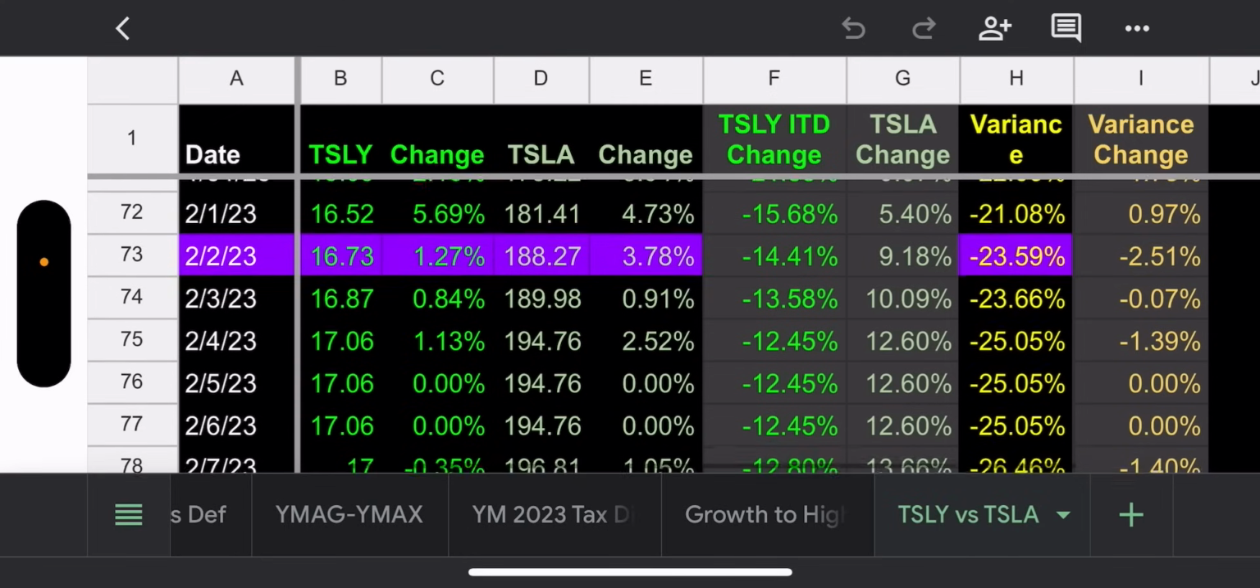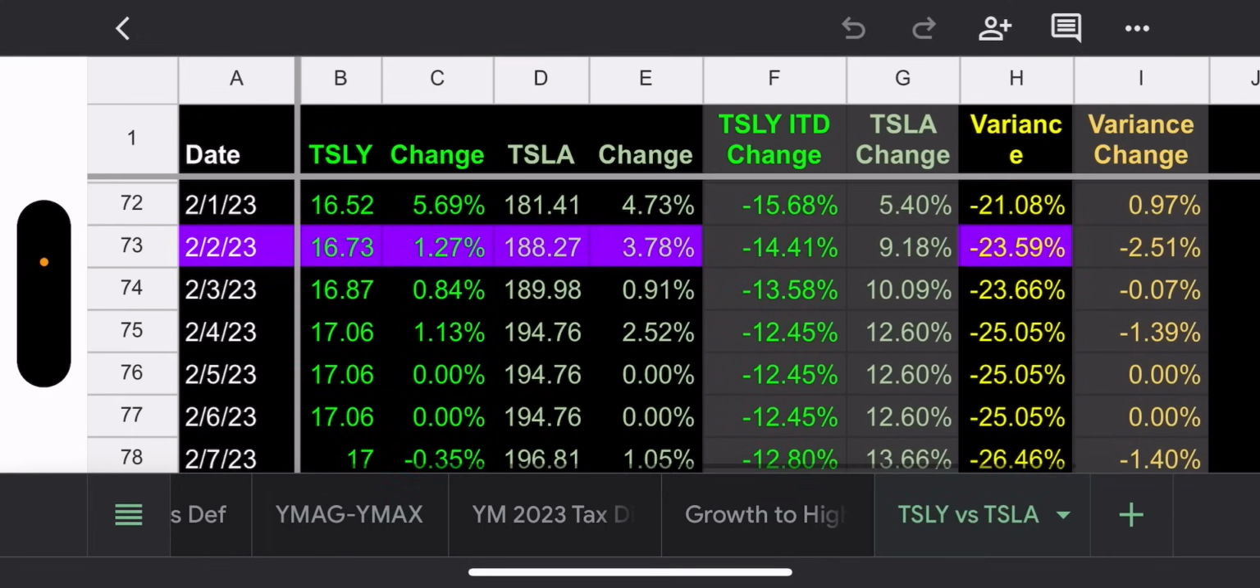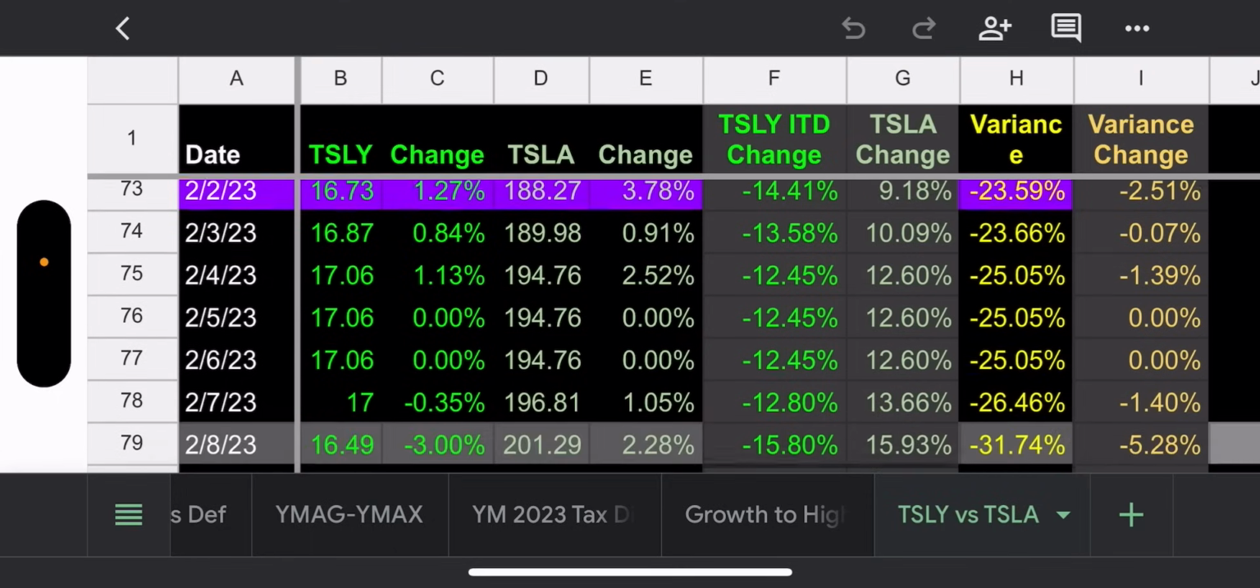Oh, and here we are, another purple day. Tesla only went up 3.78%, and we captured 1.27. Yes, the day before, Tesla went up 4.73. We captured 5%. We probably did some calls that day too, so we got some premium, which brought us in the lead. But the next day, we probably got capped out that same day, and here we are. We're only gaining 1% on a 3% gain, which sucks.